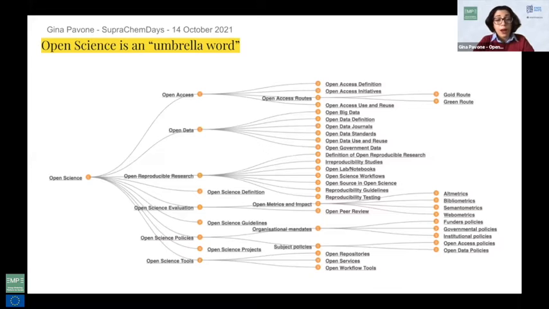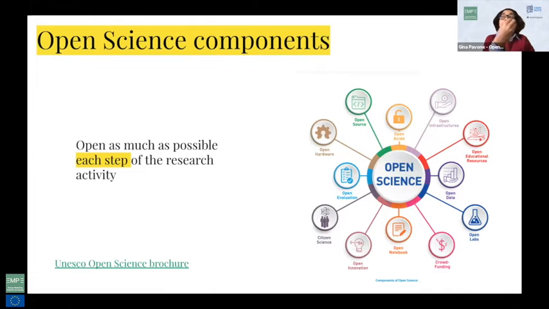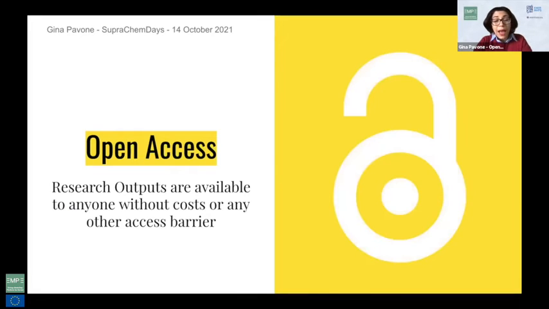First of all, we have to underline that open science is an umbrella word, and it is composed of so many parts. For example, we have open access and open data. We have the attention to produce reproducible results, and also research assessment is tackled, and research policies. The most important thing is that open science works to open each step of the research activity. And so open access is one of the main components of open science, and means that research results are available to anyone without cost or any kind of barrier.